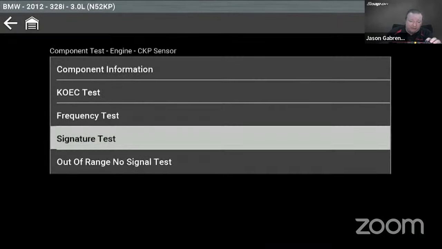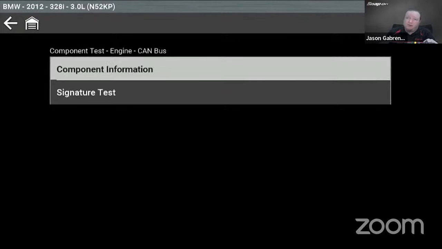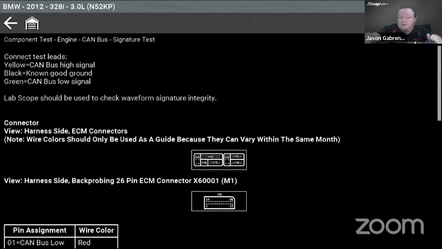Now, what if I have another 2-channel test I want to do? I'm going to back up here a little bit, and right above my crank sensor, I've got CAN bus. I'll go into CAN bus, and you see we've got information on CAN bus, and then I also have my signature. So we'll go in there. Now, I also need to plug it into my CAN bus. I've got to remember to do that, otherwise it's not going to be a CAN bus.